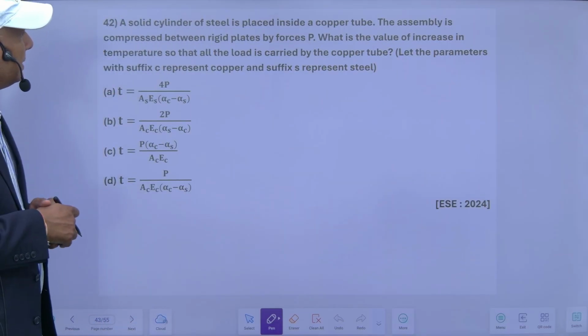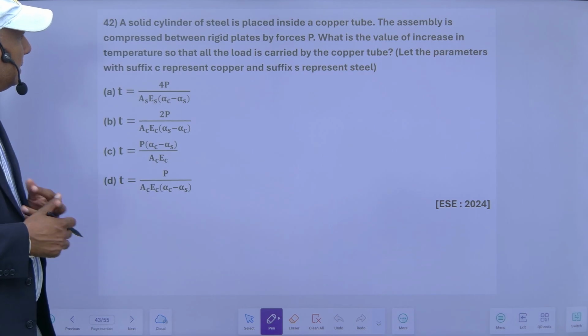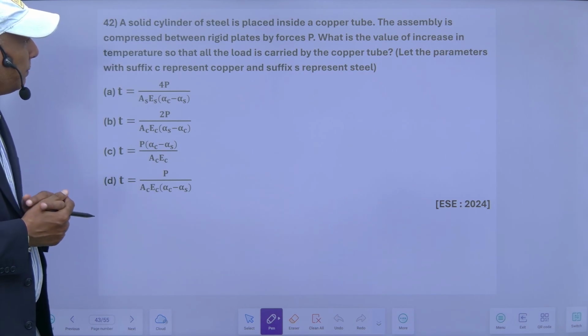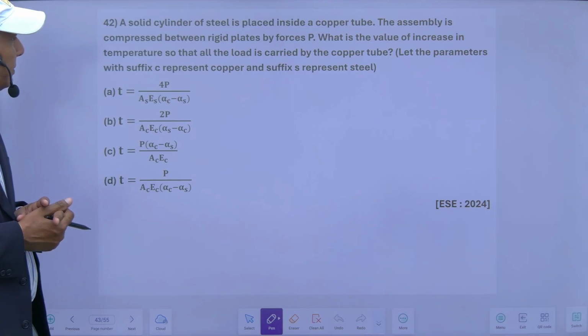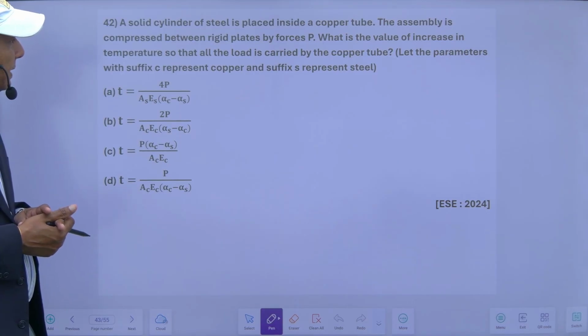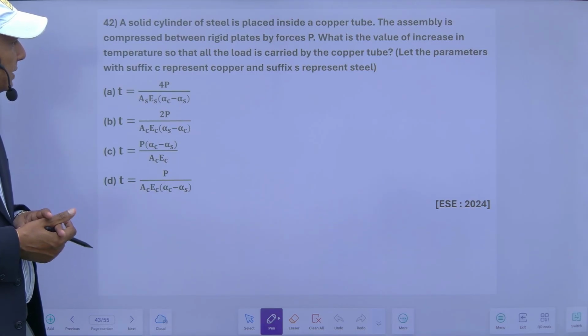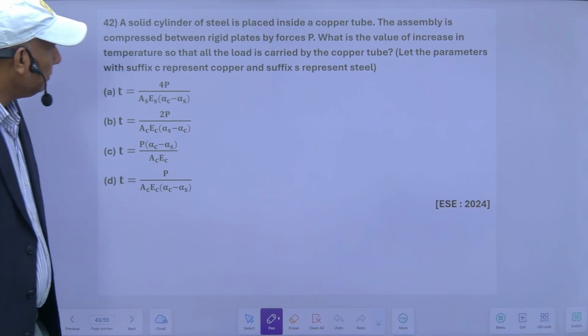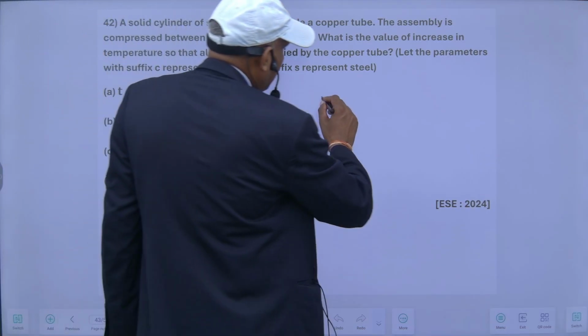A solid cylinder of steel is placed inside a copper tube. The assembly is compressed between rigid plates by forces P. What is the value of the increase in temperature? Show that the load is carried by the copper tube. Let the parameter with suffix C represent copper. So this is the copper.